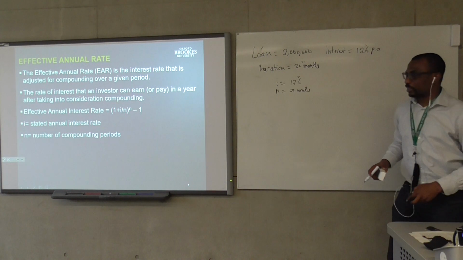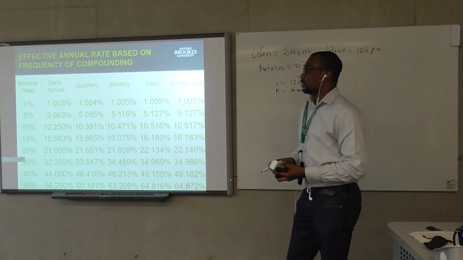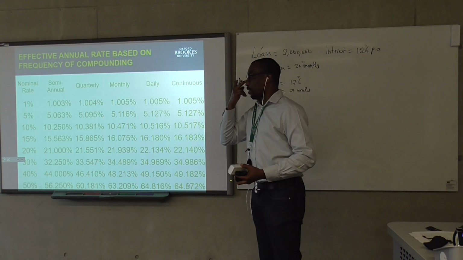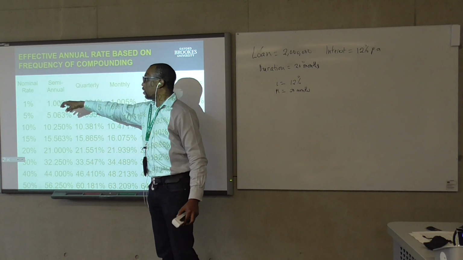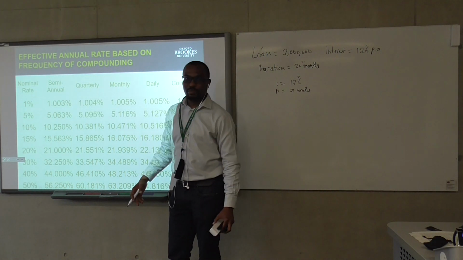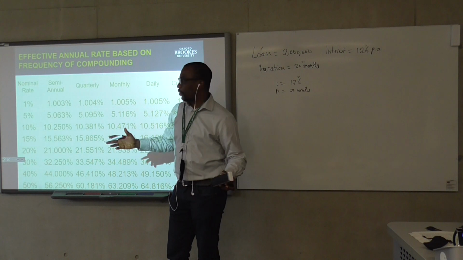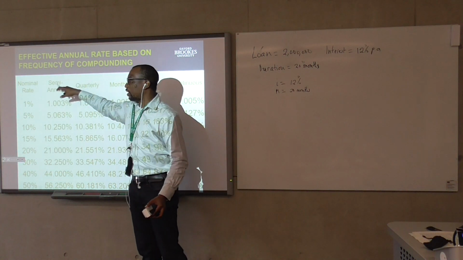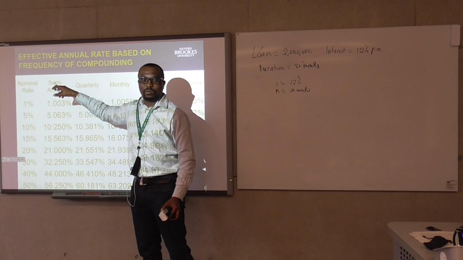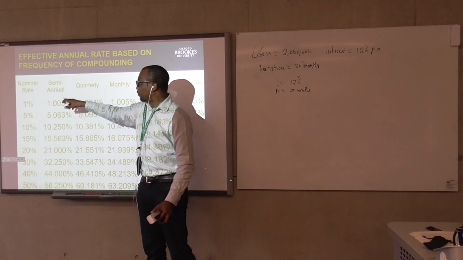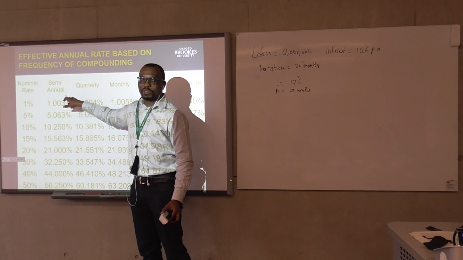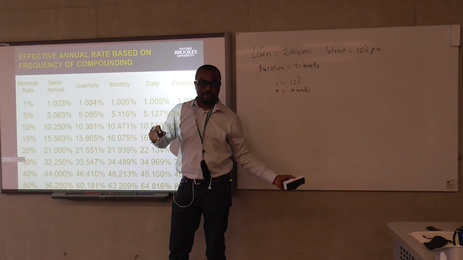So depending on what's given, that's what you use. Typically, if you were to go by the formula, and maybe you went for a loan at a nominal rate of 1%, and you were supposed to pay that money semi-annually, which means 2 times per year, the effective interest rate will be 1.03% based on this formula.